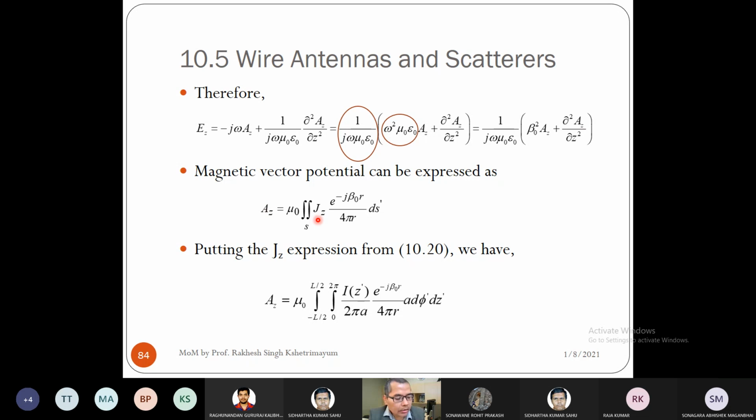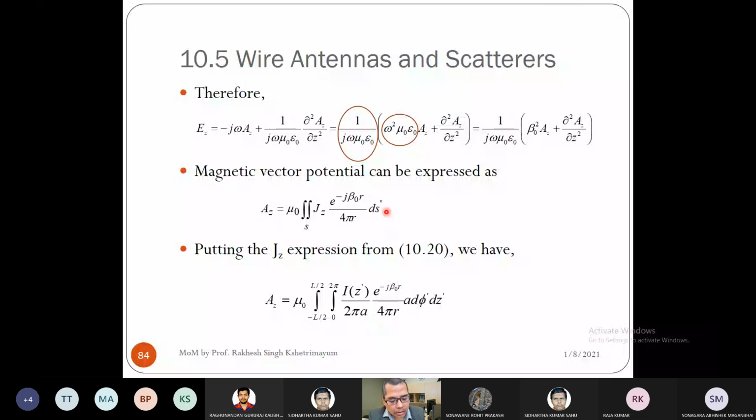If I want to find Az, it is mu naught Jz exponential minus j beta naught R divided by 4 pi R ds dash. So Az is basically the convolution of the Green's function for free space with the current density. Jz is the current density, and from Jz you can find Az. Your electric current density and magnetic vector potential have the same direction, so when I have Jz here, I will have Az here. Ez is totally dependent on Az, and Az can be found like this. What was Jz? Jz was Iz by 2 pi a. You just plug in here. What is ds dash here? It's a d phi dash dz dash.